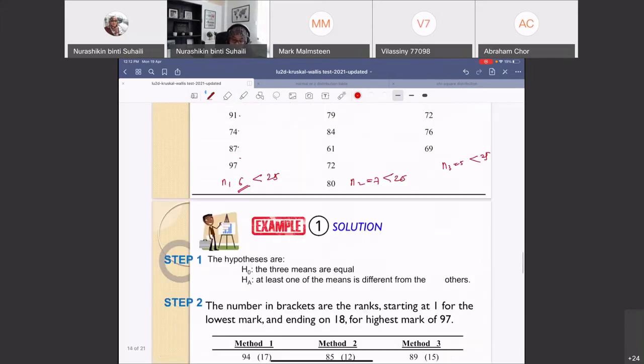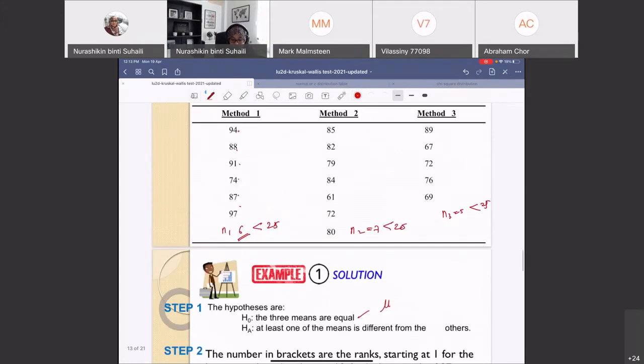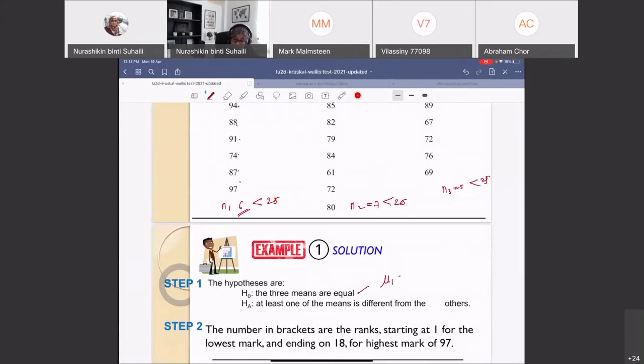Step one is to establish the hypothesis, right? You see here, the null says that the three means are equal. You can also put it in the form of an equation: mu one is equal to mu two is equal to mu three. It can be either in words or in the form of an equation like that.